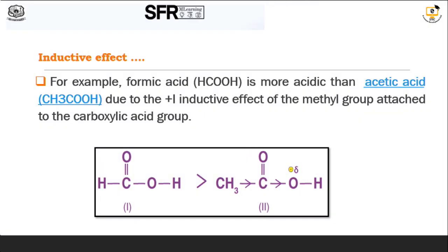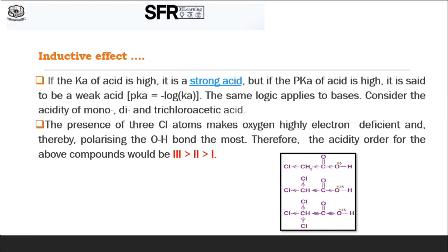For example, if we take a very simple acid, formic acid, which is more acidic than acetic acid, this is due to the plus I effect of the methyl group attached to the carboxylic group. See, we have represented the acids as 1 and 2, formic acid as 1 and acetic acid as 2. Here the 1 is more stable, more acidic than the 2. And if Ka of an acid is high, it is a strong acid always. But if pKa of an acid is high, it is said to be a weak acid. We all know that. The same logic is applied to bases also.